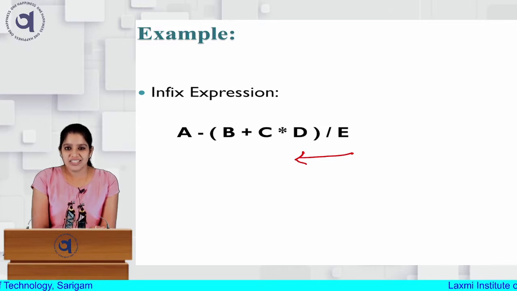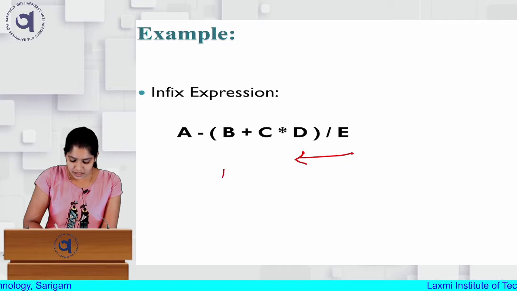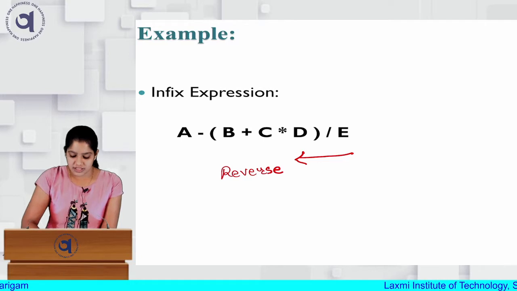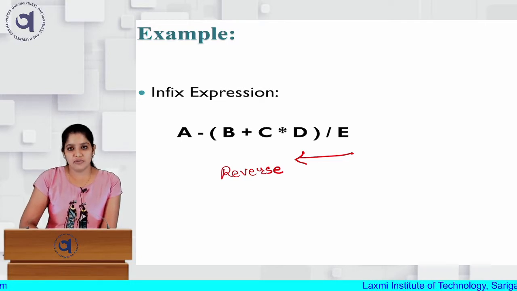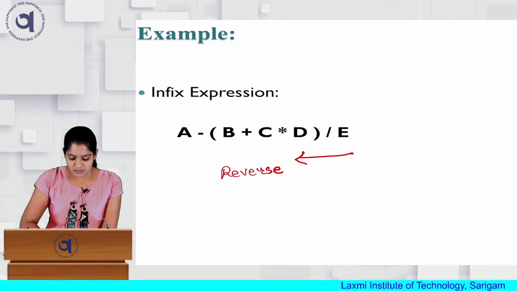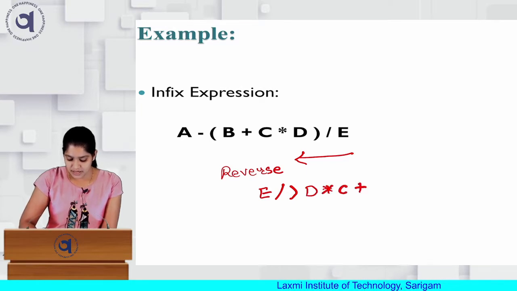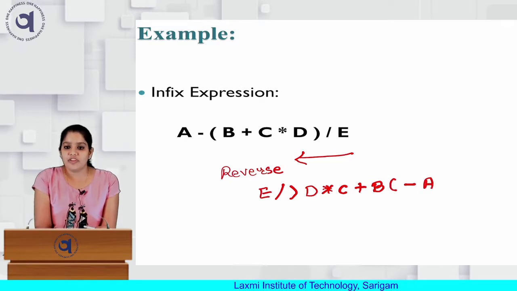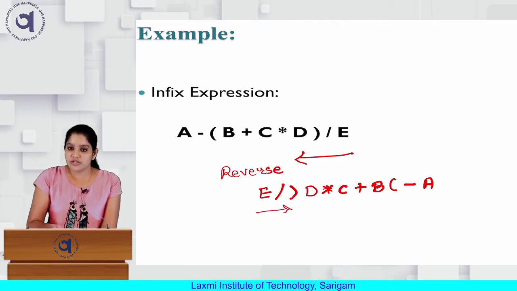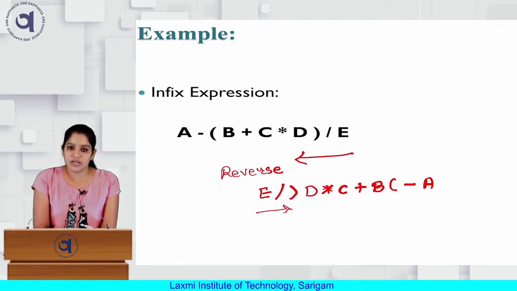So, for our convenience we can do one thing, we can simply reverse it. It is up to you: if you are comfortable with scanning from right to left, then you can do it, but the shortcut method is simply to reverse it. So, we can have E slash bracket D star C plus B bracket minus E. Right. Now it would be easier for you to scan. You can scan this the usual way, and it would be easier for you. It is just a trick to do it quicker.